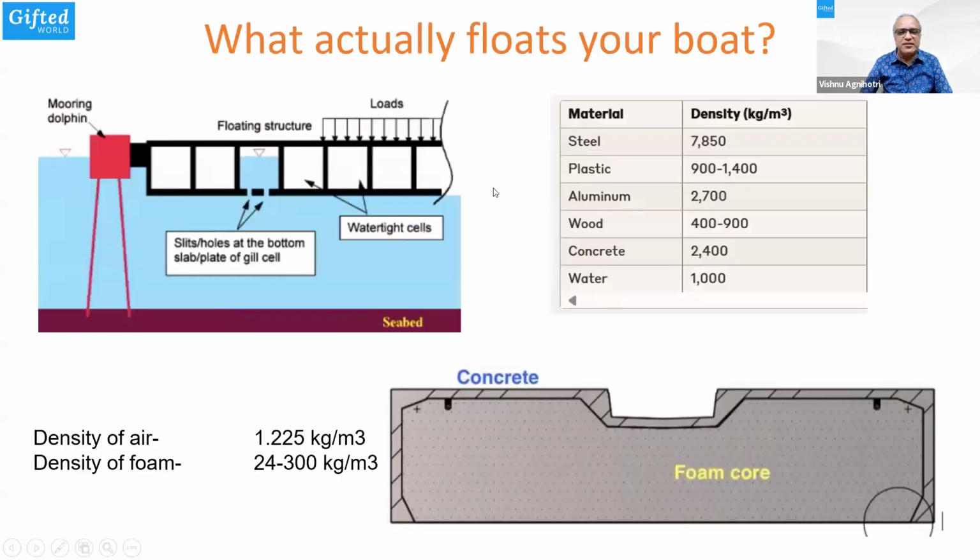So you have to take the average density. The density of air is almost 1,000 times less than that of water, right? And these pontoons can be made of concrete also. They can put a foam core, foam maybe 25, 30, 100 kilogram per cubic meters. There are steel pontoons. Okay, I'm going to ask you one more question.